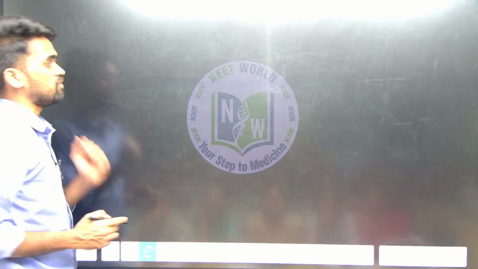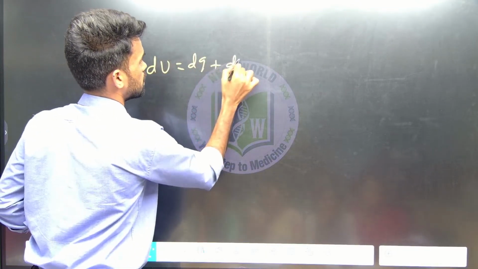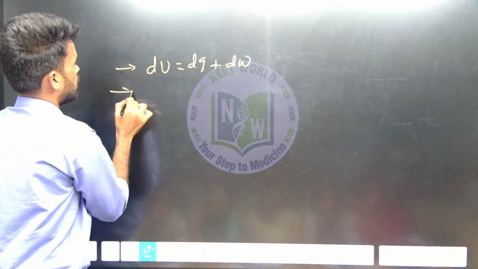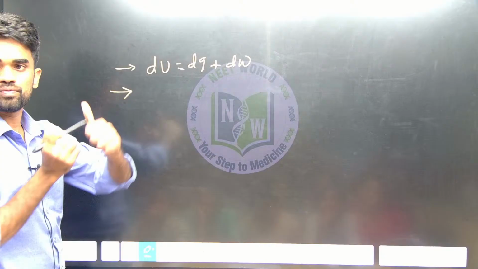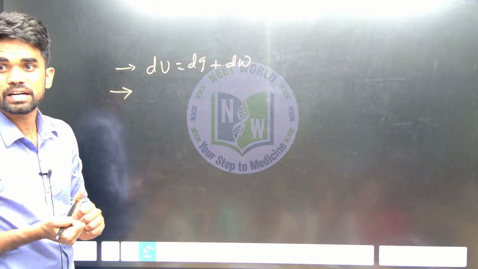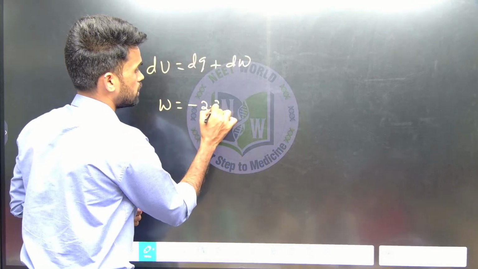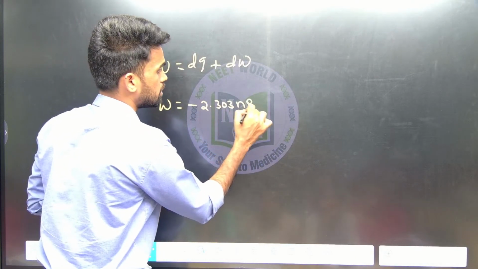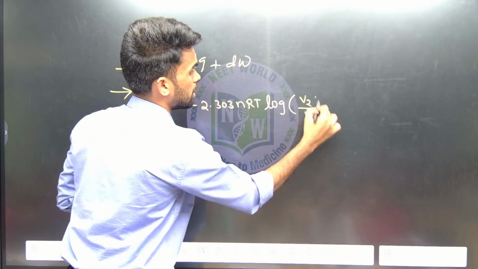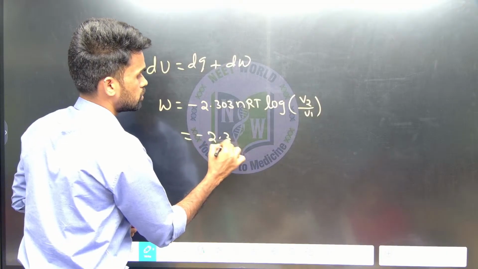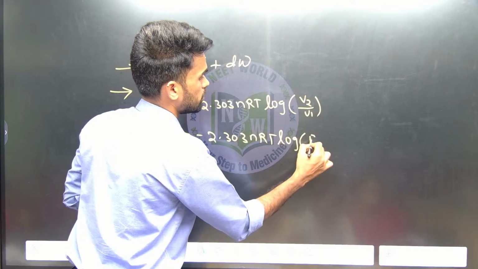Then next, after this, let us conclude all the formulas. First law is over. Then next we moved slowly to the isothermal process, work done in isothermal process. What is that? W equals minus 2.303 nRT log V2 by V1. In terms of pressures, 2.303 nRT log P1 by P2.